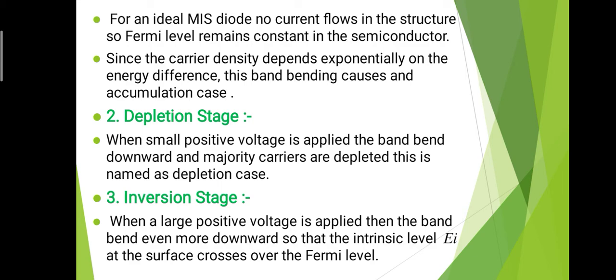When there is a current, obviously there is a shifting of the Fermi level, but there is no current because there is an insulator material between the semiconductor and metal, so the Fermi level remains as it is in the semiconductor material. Since the carrier density depends exponentially on the energy difference, this band bending causes an accumulation case. The carrier density depends only on the energy difference.